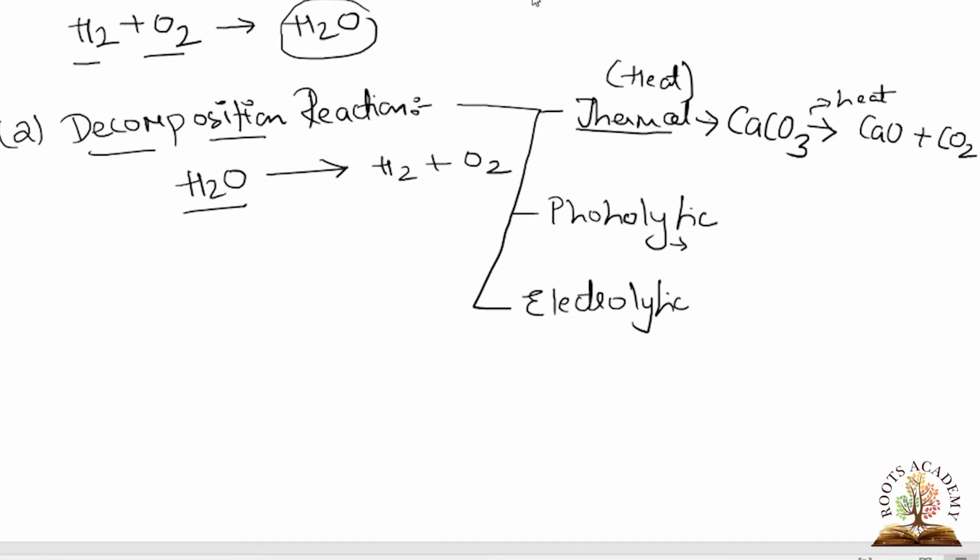Photolytic. Now photolytic, here the decomposition is carried out in the presence of sunlight. Let's take the example of AgCl. Silver chloride, when it gets decomposed in the presence of sunlight, gives Ag and Cl. So photolytic decomposition means the decomposition that occurs in the presence of sunlight.